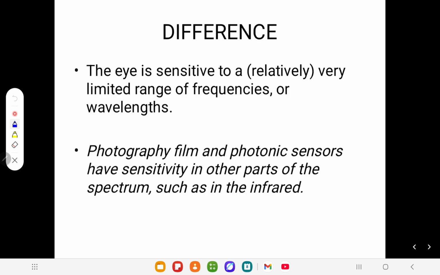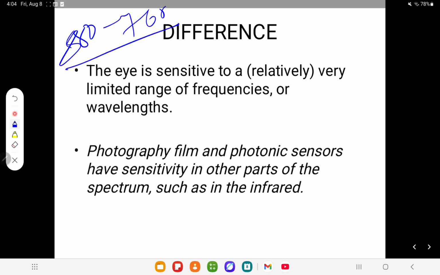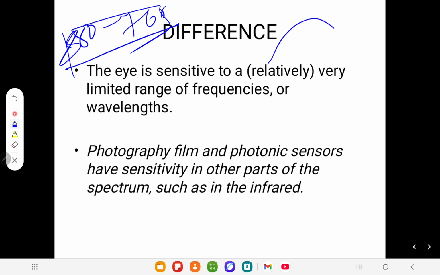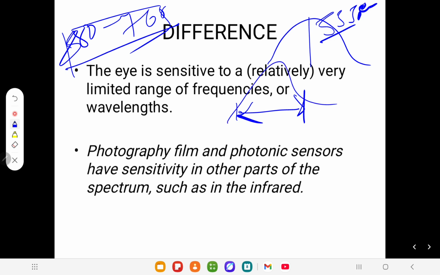Let's discuss the differences. First and foremost, it is very important to understand that the eye is sensitive to a very limited range of wavelengths, basically 380 to 760 nanometers, and within this range, 555 nanometers is the most sensitive. So it is sensitive to a relatively small range of wavelengths, and it is not uniform across 380 to 760. It is a distribution, and the peak sensitivity is at 555 nanometers, which is very important.